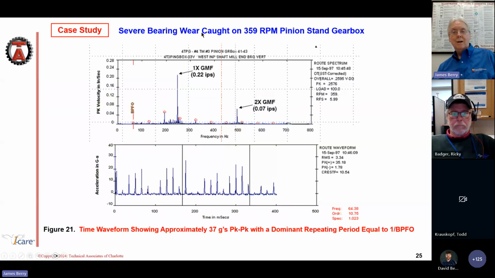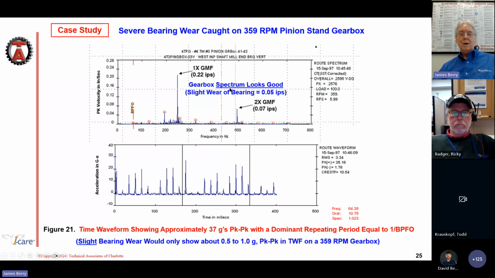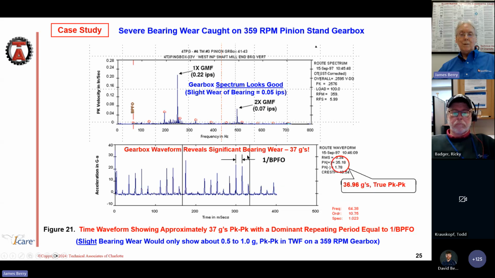This is on a bearing. This is on a 359 RPM pinion. It's not low speed, really. It's a moderate speed pinion gearbox. Now, if you look at the spectrum, it looks good. We're getting slight wear of the bearing, slight wear. Gears look good according to this, okay? Now let's look at the waveform. And here in the waveform, we're seeing 37 Gs. Now, the slight bearing wear would only show about 0.5 to 1.0 Gs in the waveform.